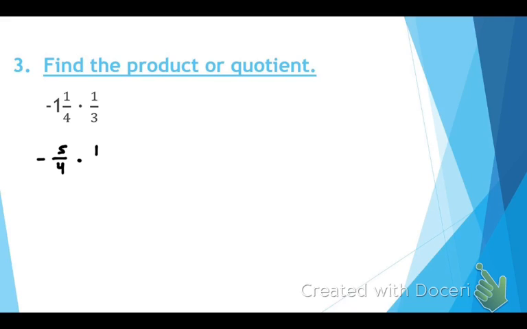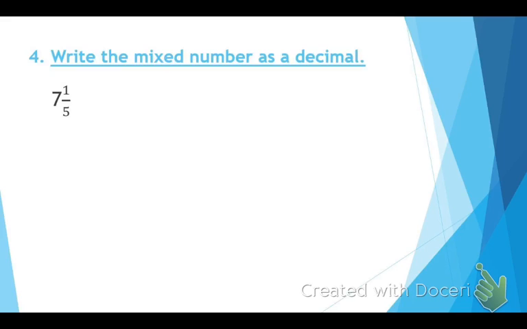Negative 5 over 4 times a third. Do I do KFC? No. Why not? It's not division. This is multiplying. We only use KFC whenever we're dividing. So now, can I cross-reduce anything? No. Before we do anything, please tell me, what sign is my answer? Negative, because there's one negative number. 5 times 1 is 5. 4 times 3 is 12. Negative 5/12 is correct.